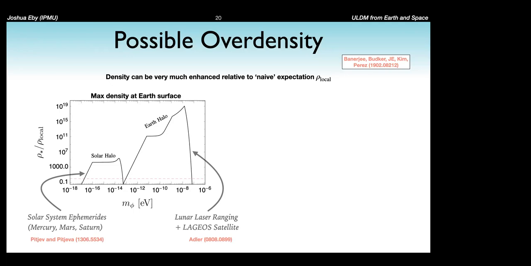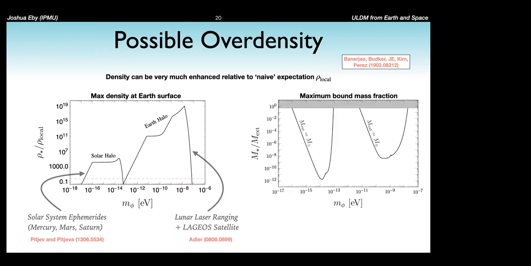Oh, that's interesting. So these are the current constraints. And if you translate this into how much additional mass in dark matter you are adding, this is what you find. The maximum amount of mass is given by these black lines for the solar halo and for the Earth halo. And you see that in the region where you have the highest density enhancement, you have a very, very small amount of additional mass. This is like 10 to the minus 8 to 10 to the minus 12 of a solar mass. Very, very tiny amount of additional mass we're asking for here.